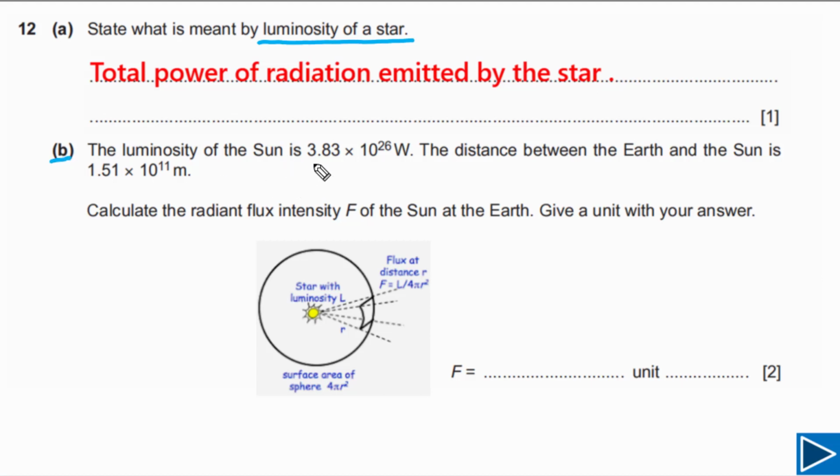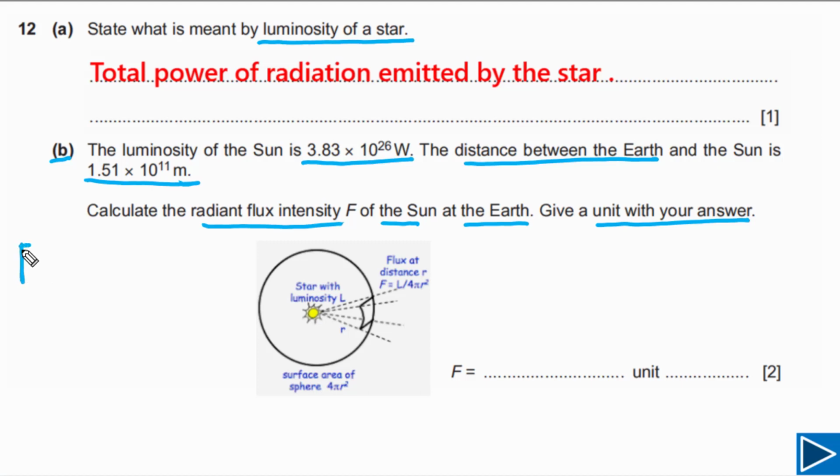For part B, it is given to us that the luminosity of the sun is this, and the distance between the sun and our planet is 1.51 times 10 to 11 meters. The question is asking us to calculate the radiant flux intensity of the sun at the earth and give a unit with your answer. It's a very straightforward question. Radiant flux intensity is equal to luminosity divided by 4 pi d squared, where d is the distance from the star. Now we simply need to plug in values.